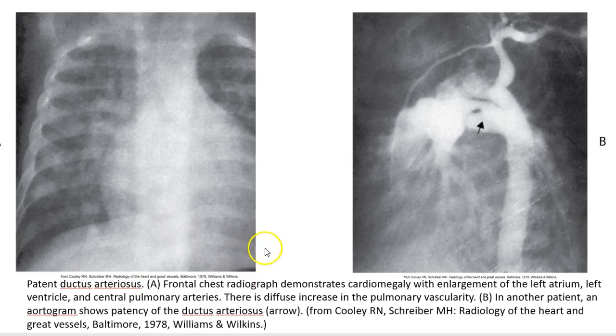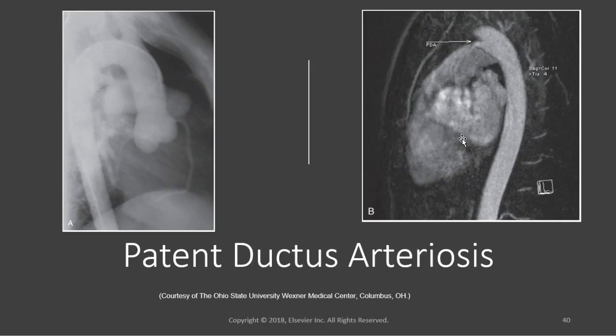Here is a frontal chest radiograph that demonstrates cardiomegaly with enlargement of the left atrium, left ventricle, and central pulmonary arteries. There's a diffuse increase in the pulmonary vascular markings. All through here, these are vascular markings, and they're very predominant. And we look here in another patient, and the aortogram shows patency of the ductus arteriosus here. Pretty cool shot. And you can see here we've got big problems. This is not normal, nor is this.